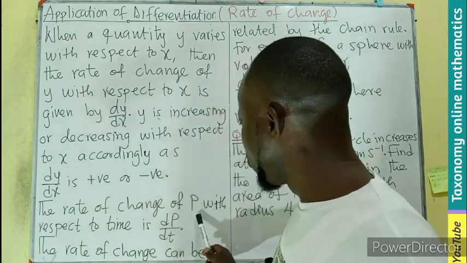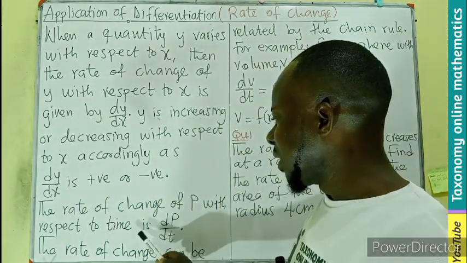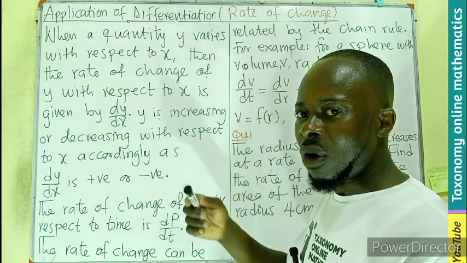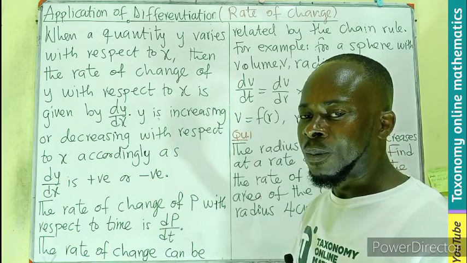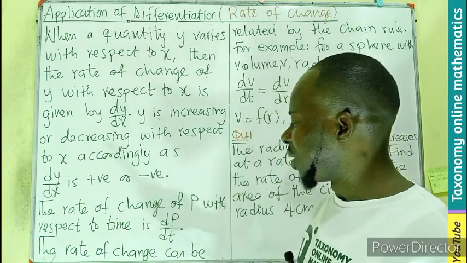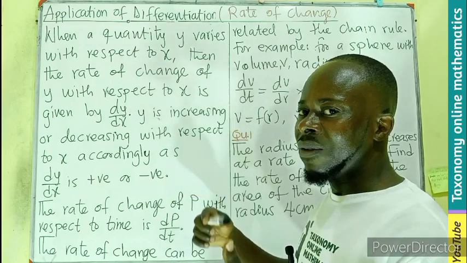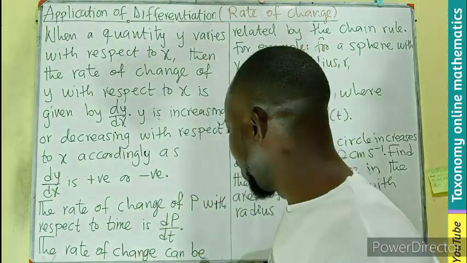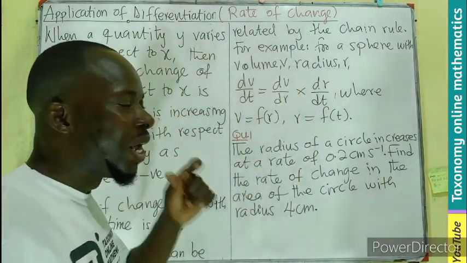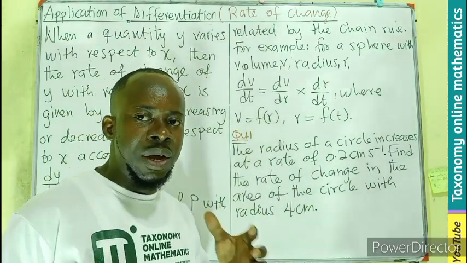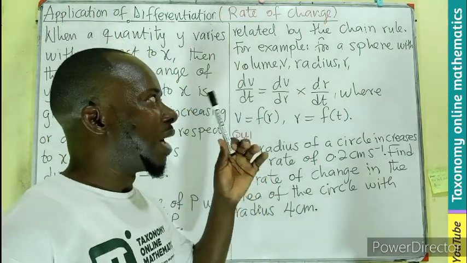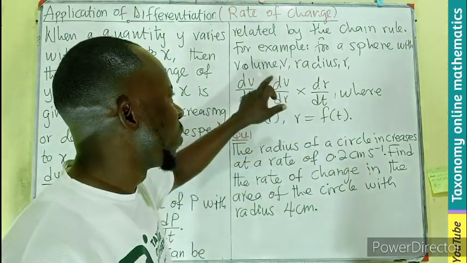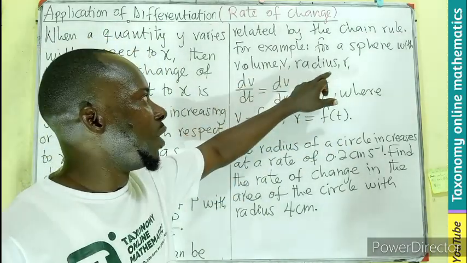The rate of change of p with respect to time is given by dp/dt, the rate of change of any variable with respect to time. The rate at which that variable is changing will be the differentiation of that variable with respect to t. So the rate of change can be related by the chain rule. Remember the tutorial we have on chain rule.